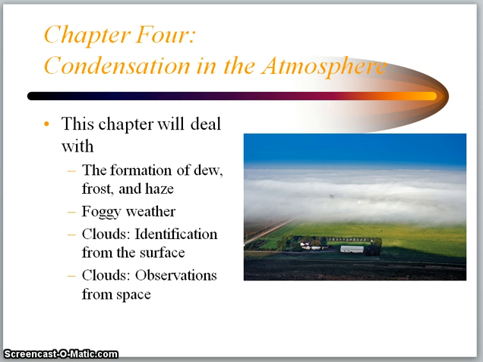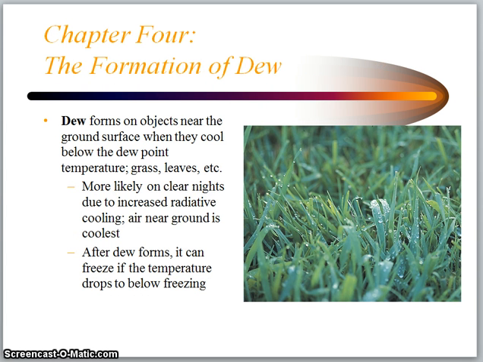How do cloud types get classified, and how do the names get derived? And we're going to see about how clouds are observed from space via satellite imagery. All these things we'll cover in Chapter 4, dealing with condensation in the atmosphere. First off, the formation of dew.